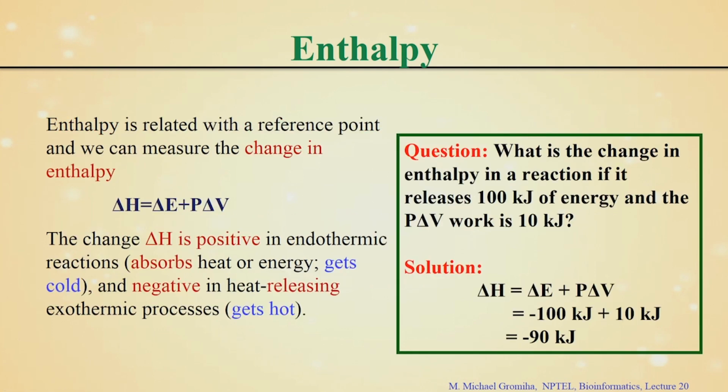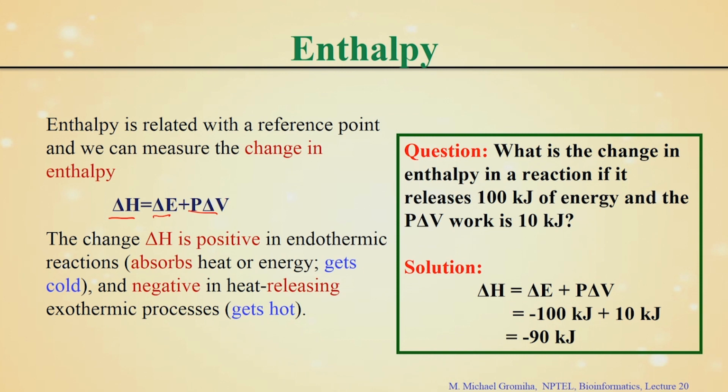Enthalpy can be obtained only with respect to a reference point, not as an absolute value. So, in this case we look at the change in enthalpy, delta H. This can be seen with respect to any reference point. It can be related as delta H equal to delta E plus P into delta V, because of a change in volume and a change in internal energy of the system.